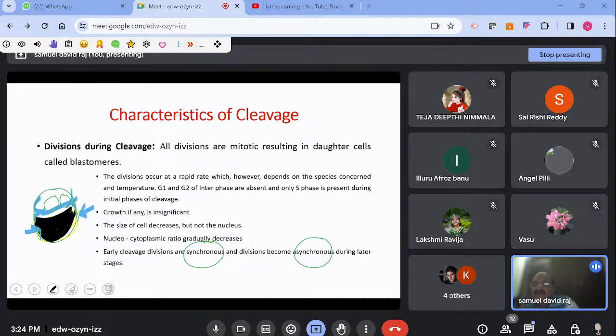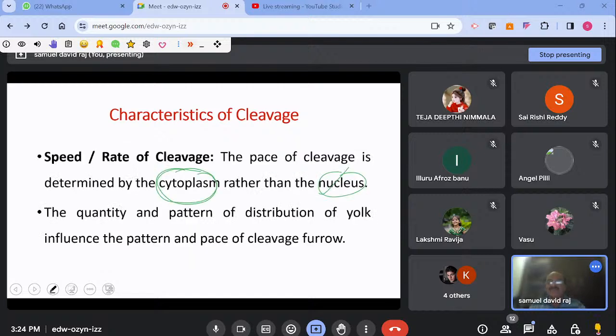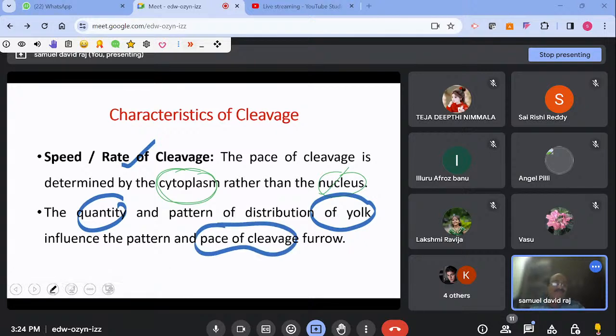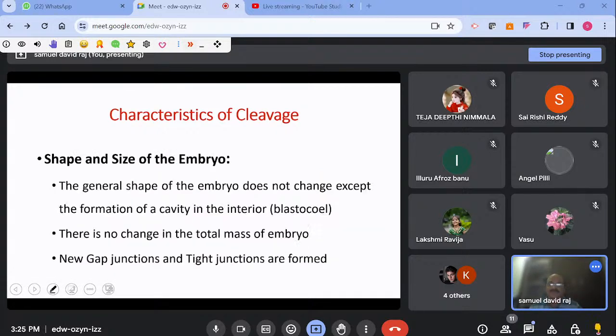And the karyokinesis is always at right angles to each other, so that two daughter cells can be formed. So what I want to mention is, it is the cytoplasm having the yolk that is responsible for influencing the rate of cleavage. Okay, and here the distribution and the quantity of yolk influences the rate of cleavage furrow, that is the constriction. And coming to the shape and size of the embryo, the shape of the embryo will not change.